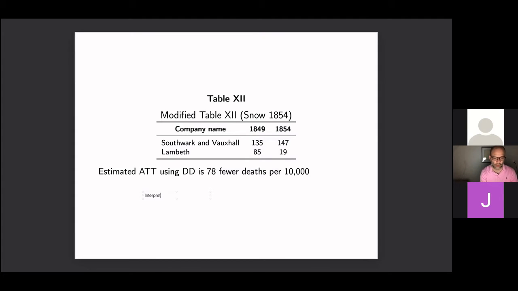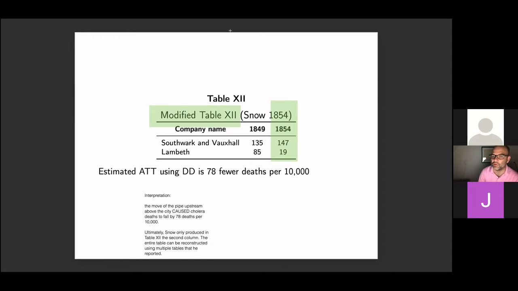What is the interpretation? The move of the pipe upstream above the city caused cholera deaths to fall by 78 deaths per 10,000. Ultimately, Snow only produced in table 12 the second column. The entire table can be reconstructed using multiple tables that he reported, but his table 12 was actually just this. That's what table 12 was. That's why I call it a modified table 12.